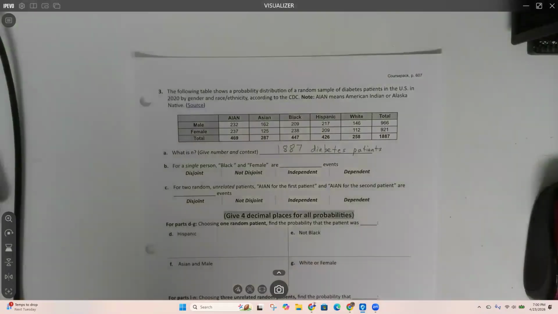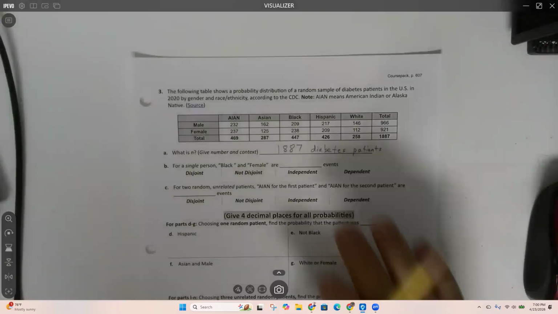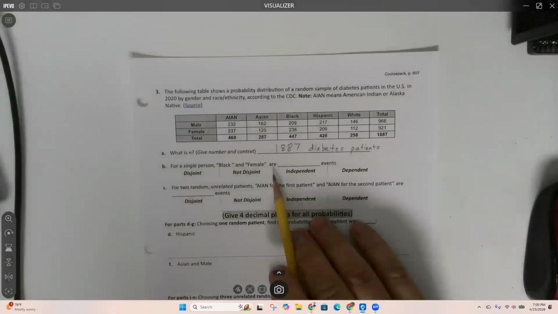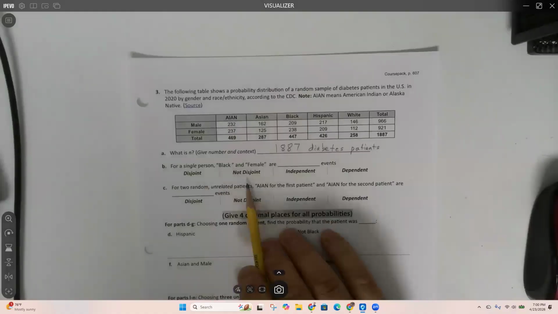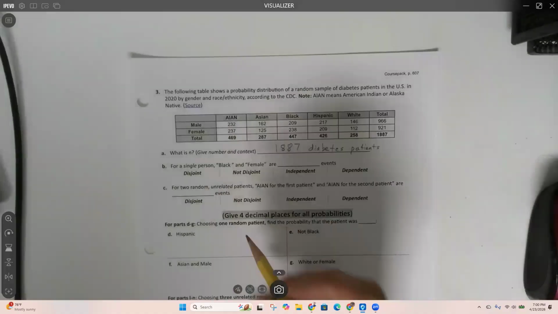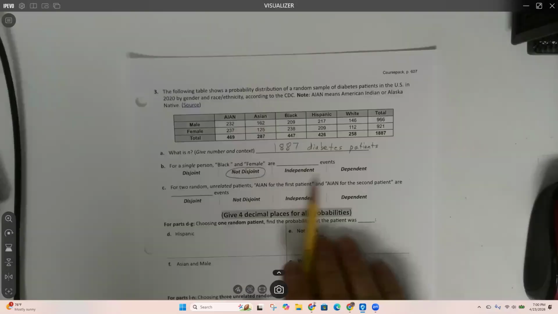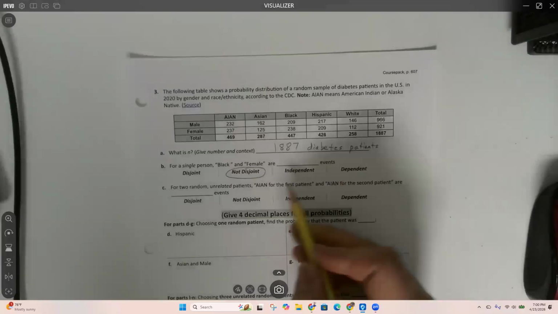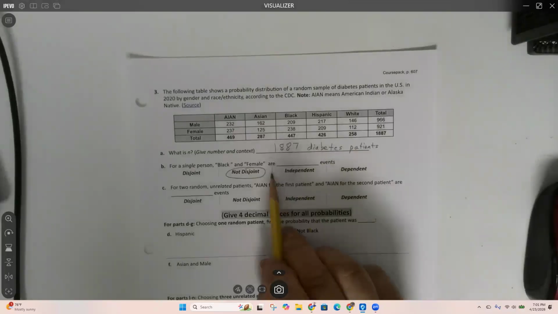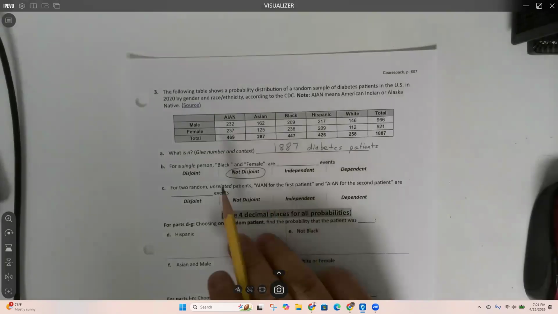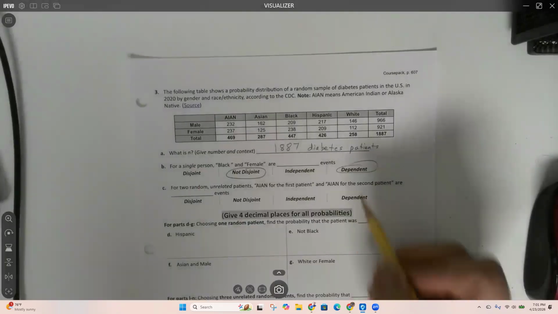All right. For a single person, black and female, are those disjoint or not disjoint? We'll start with that. This should be two problems in one, but anyway. Disjoint or not? James and Raya say it's not disjoint. Correct. On the final, I made sure to split these up so it's two questions and it's not asking both at the same time, but technically these are dependent.